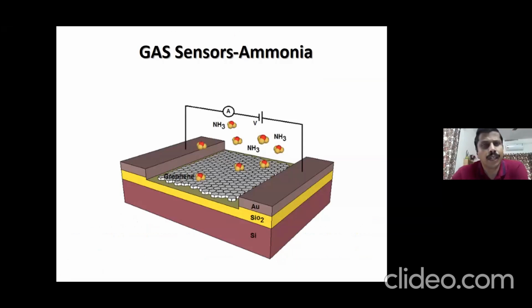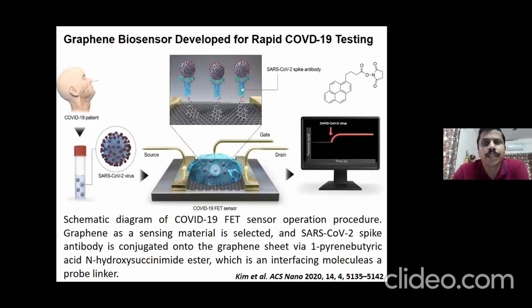And you can see this is a gas sensor, for ammonia sensors or hydrogen sulfide sensors in mines and all. These are all based on graphene, right? One interesting thing I would like to discuss today is, you can see here, the graphene biosensor.